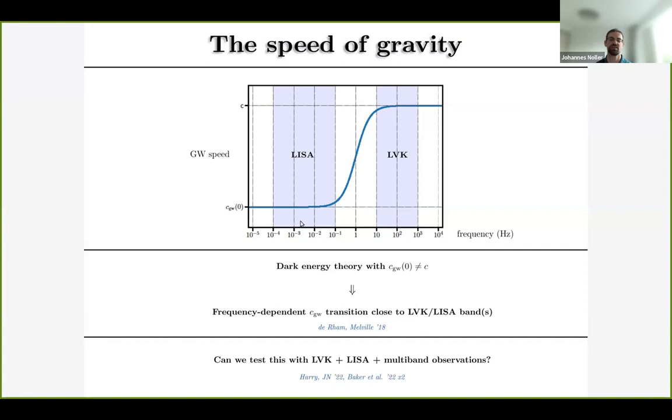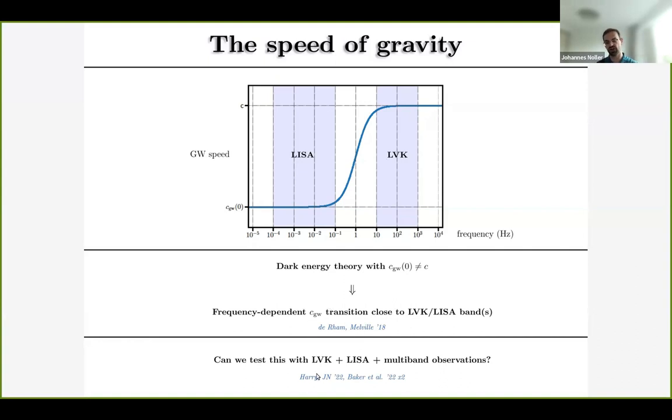This is a prototypical picture for something that is fairly natural in these kinds of theories, where there's a tail end of this transition which you may still be able to probe in the LVK band, some transition which may happen all the way in the LISA band, or, in this illustration, in between the LISA and the LVK band, and then you transition to some asymptote again in the very, very low frequency regime. This was first understood in detail in this paper here.